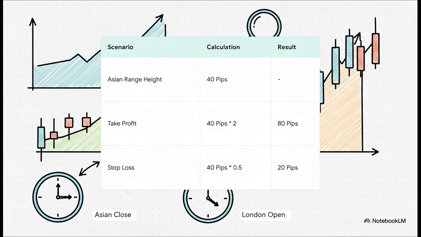Now just stop and think about that for a second. You are risking 20 pips to potentially make 80 pips. That lopsided math is the engine that makes this entire strategy work.